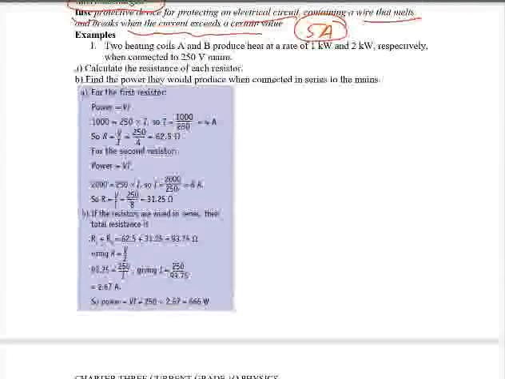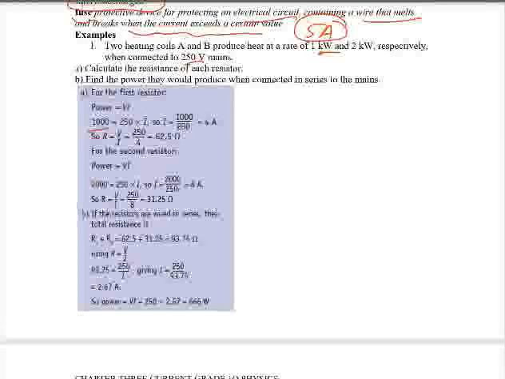And the other thing is, let us see one example. Two heating coils A and B produce heat at a rate of 1 kilowatt and 2 kilowatt respectively when connected to a 250 volt main. Calculate the resistance of each resistor and find the power they would produce when connected in series to the main. First, for the first resistor, power is equivalent to what? Voltage times current, and the power is given, it's 1 kilowatt. Therefore, 1 kilowatt is 1000 watts, which is equivalent to the voltage, 250 volt, multiplied by current.